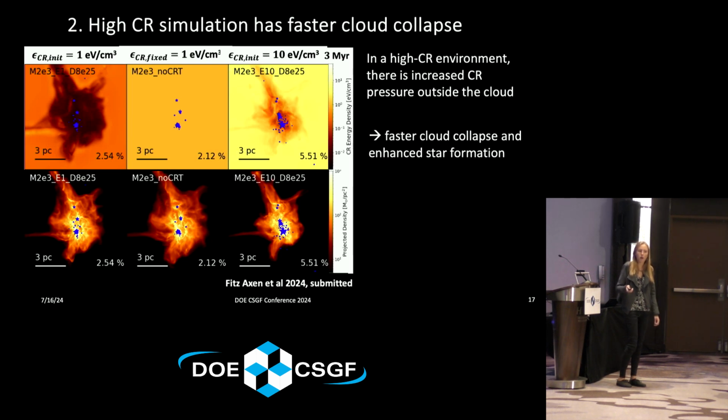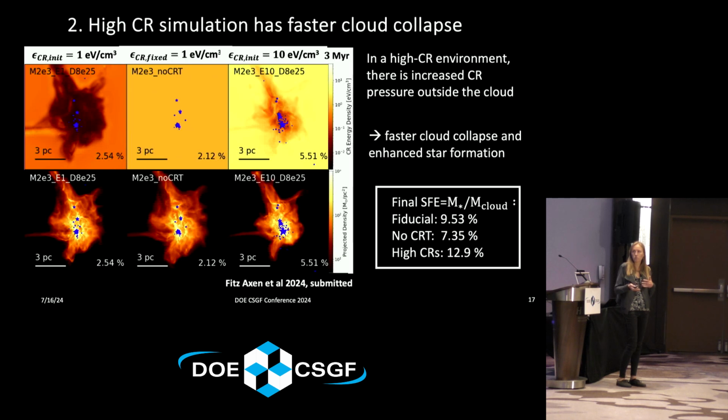And so one of the quantities that we like to look at in these simulations is the final star formation efficiency. Basically, in this cloud of gas, how much of the cloud ends up collapsing and forming stars. And so what we found is that the high cosmic rays simulation ended up collapsing and forming about 13% of its mass into stars, whereas our fiducial simulation only about 9.53%, and our no cosmic rays simulation about 7.35%. So yeah, that was a main takeaway, that in this high cosmic ray area, you get faster star formation.